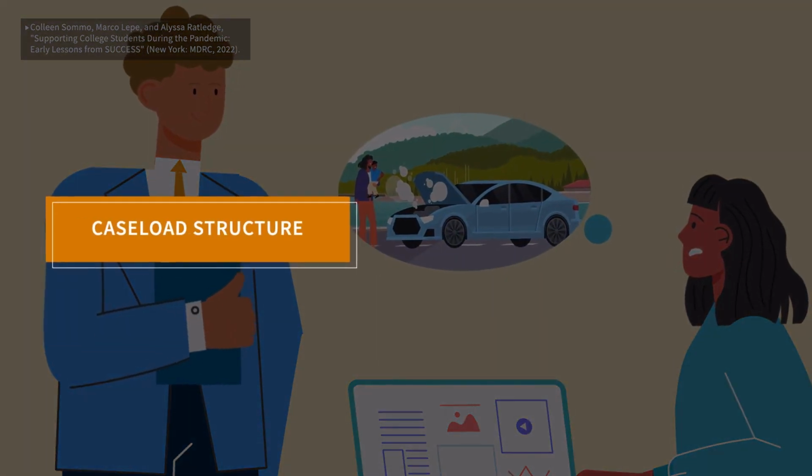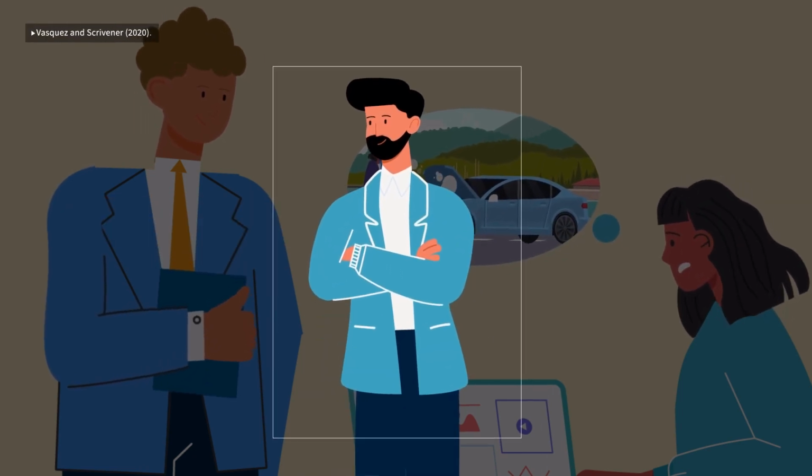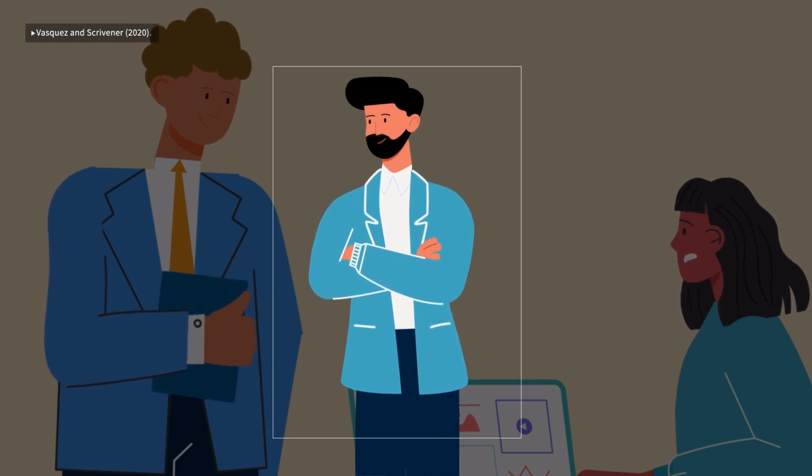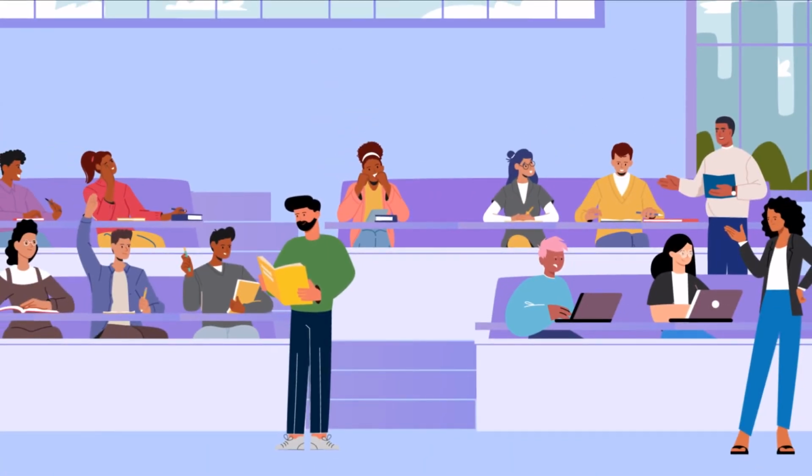Now let's talk about caseload structure and meeting frequency. Coaches need a supportive framework to ensure that they can provide adequate care and attention to each student within their caseload. In the coaching structures we've studied, students are organized into caseloads that range from 80 to 150 students per full-time coach.